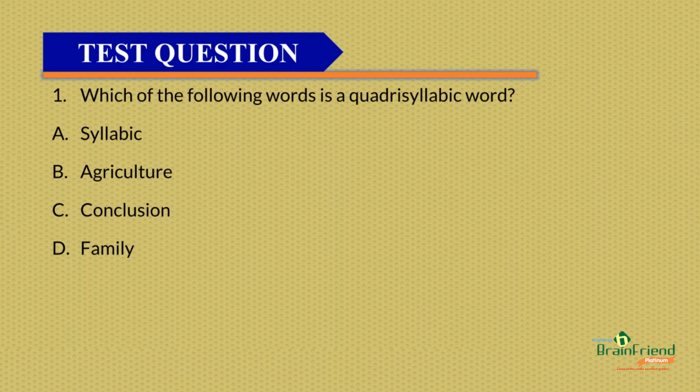Question 1. Which of the following words is a quadrisyllabic word? A. Syllabic. B. Agriculture. C. Conclusion. Or D. family. The correct answer is B, agriculture.